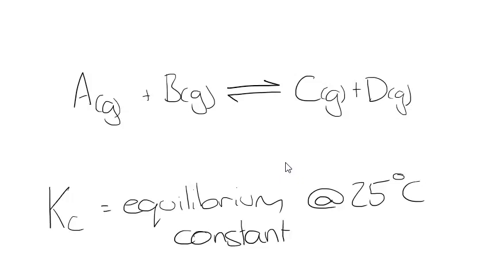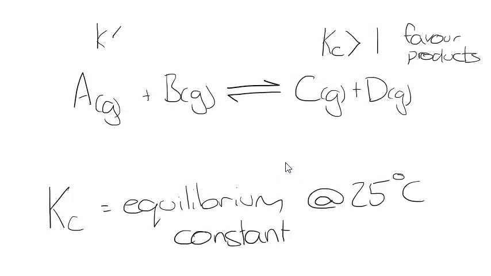C and D. If the value of Kc is greater than 1, then that tells us that at equilibrium we're going to favour the products. So that means there'll be a greater concentration of products than reactants. If Kc was less than 1, then we would favour the reactants. And if Kc was somehow equal to 1, they would be equal. But you'd be very unlikely to see that.